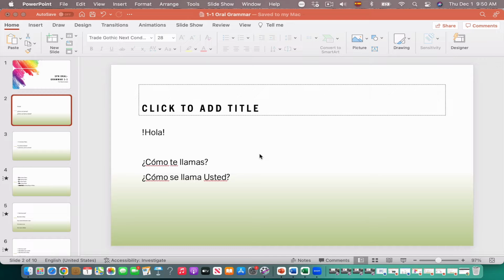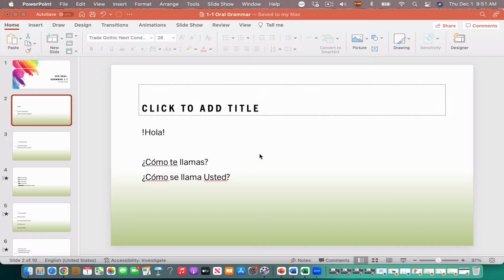Hola is the word that we use in Spanish to say hello. Now, when you want to know the name of someone, you have two different ways of doing that in Spanish. One is the informal way, which is ¿Cómo te llamas? And then we have the formal way, which is ¿Cómo se llama usted?